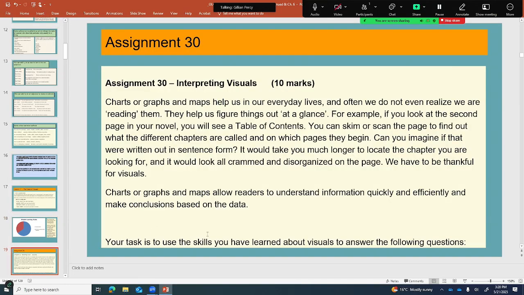Okay, so assignment 30 is interpreting visuals. So we're going to be looking at basically graphs and maps here, just for an example of some visuals that we haven't looked at so far.